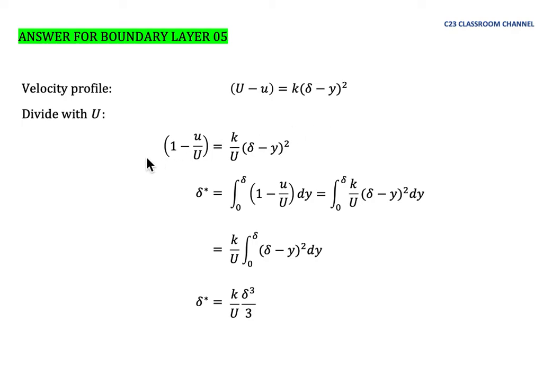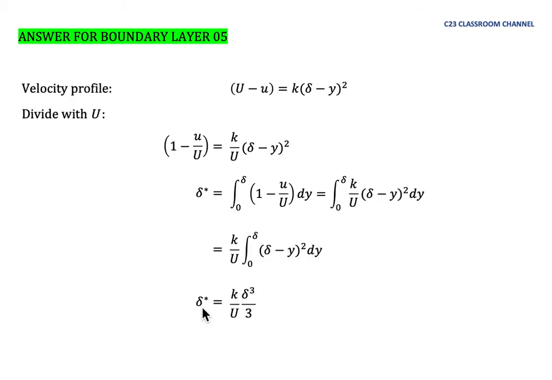So I think you already observed that in our equation, the common term is 1 minus u over U. So we could get the 1 minus u over U from here by dividing the terms with U, and then we get this one. And then the question asks us to find the value of delta star. So this is the equation of a displacement thickness. We have the term of 1 minus u over U here. So we substitute the terms here with this velocity profile, and then we do the integral process.